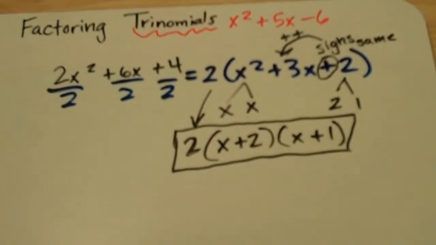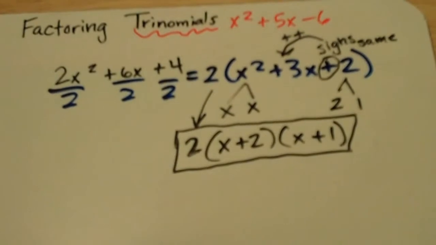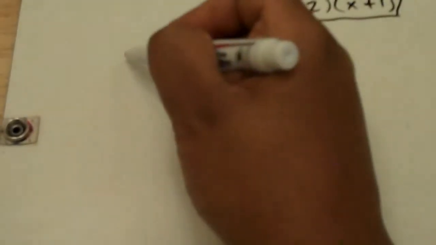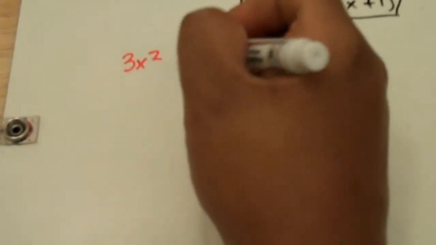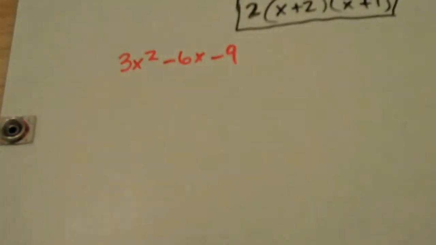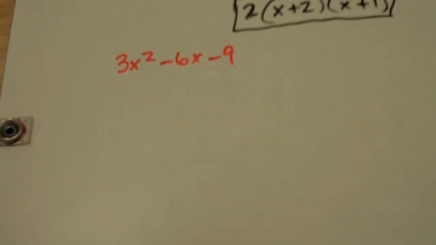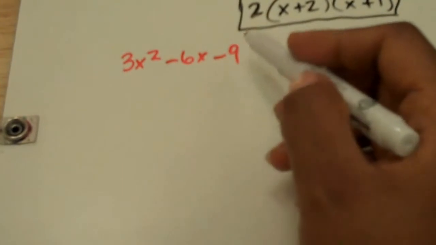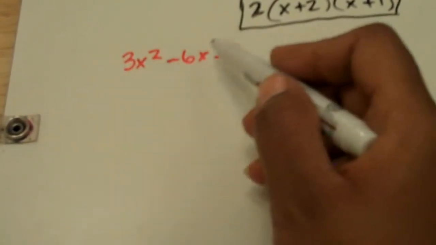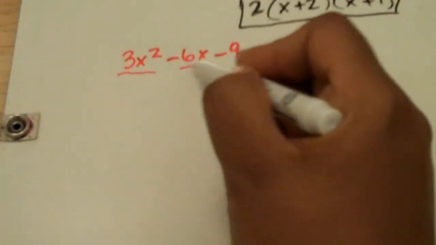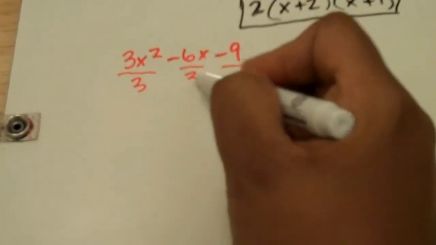Now let's do another one. Let's do it in red. So let's say we have 3x squared minus 6x minus 9. So again, we want to look at this expression and see if there's anything that we can factor out. We have the numbers 3, 6, and 9. Well, we know we can take out a 3 from each of them. I have x squared, and I have x, and I have no variable, so 3 is the greatest factor that we can pull from each of these terms.